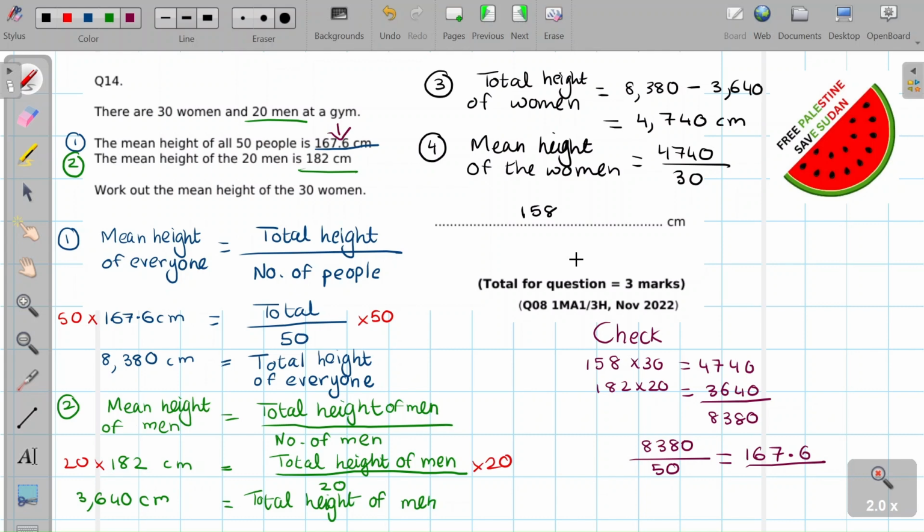That's how you check, right? So in a question like this, you will know whether it is correct before you leave the exam. Yes, obviously under exam conditions, it can be a bit tricky doing it, but the more you practice it, the better you will get at it.